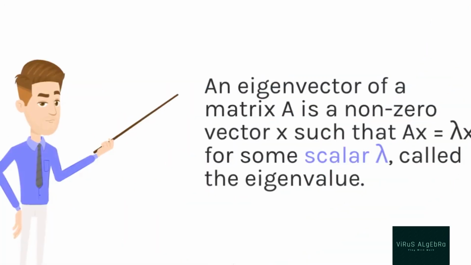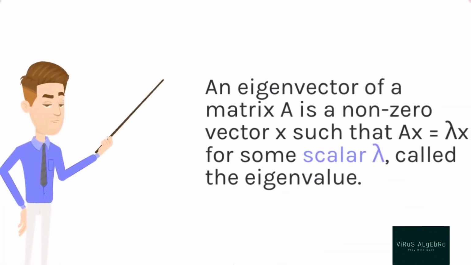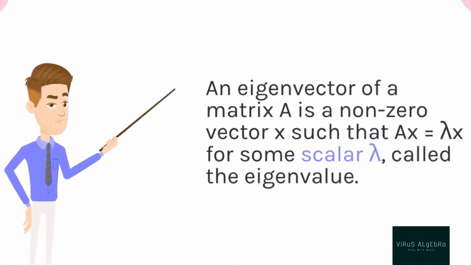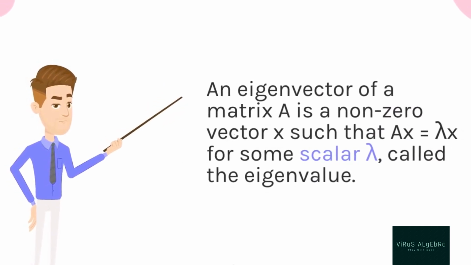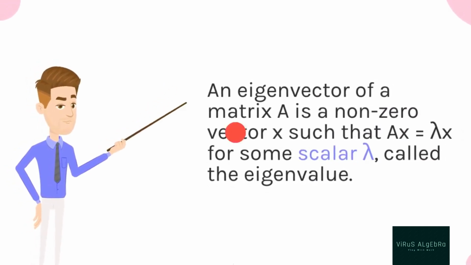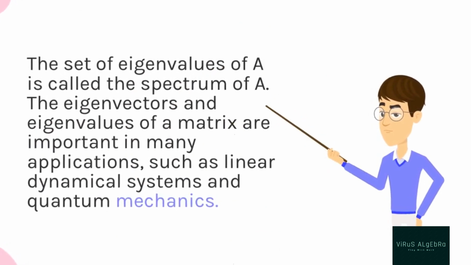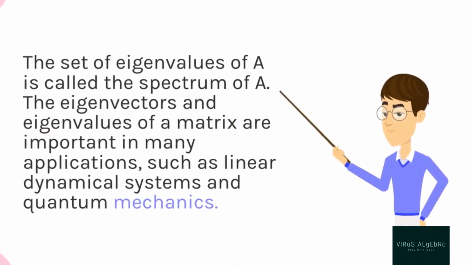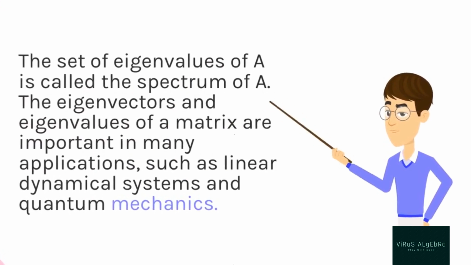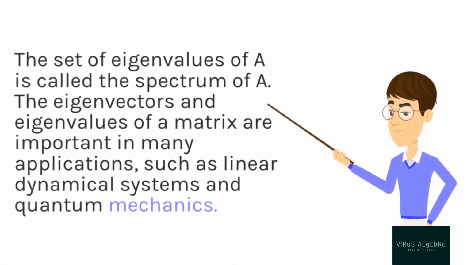An eigenvector of a matrix A is a non-zero vector x such that Ax equals lambda x for some scalar lambda, called the eigenvalue. The set of eigenvalues of A is called the spectrum of A. The eigenvectors and eigenvalues of a matrix are important in many applications, such as linear dynamical systems and quantum mechanics.